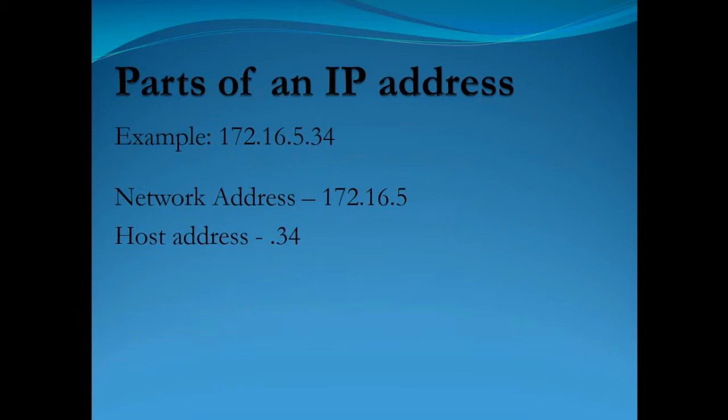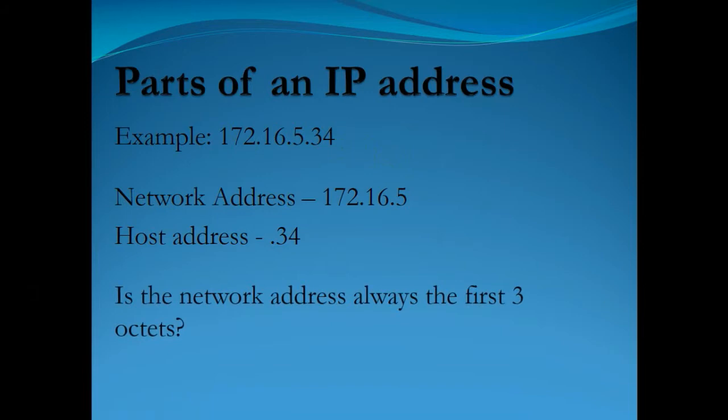So I have here an example of a class C IP, which is 172.16.5.34, with a network address of 172.16.5 and host address of .34. Now, the question is the network address always the first 3 octets? And the last octet being the host address? Well, the answer for that is no. You can identify the network and the host address with the use of IP classes.